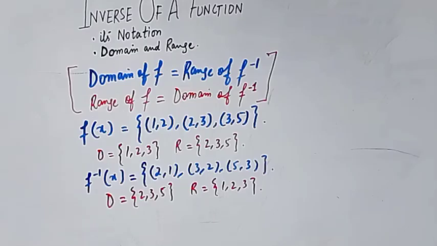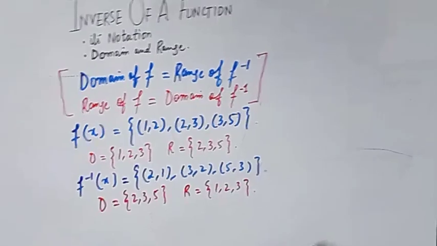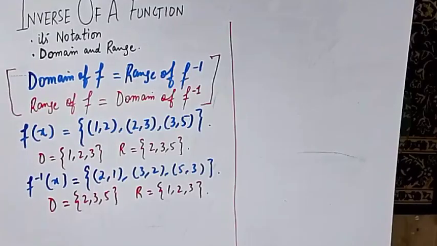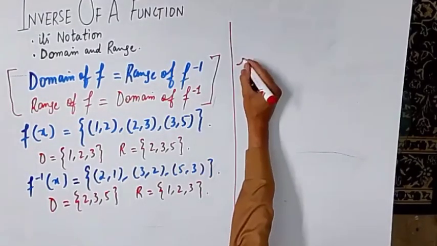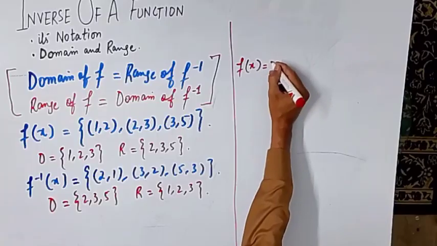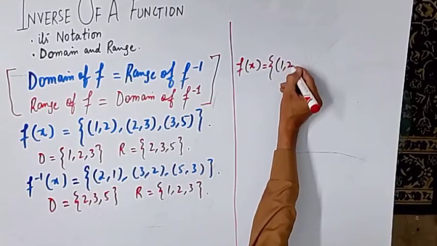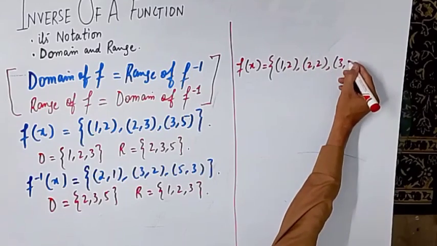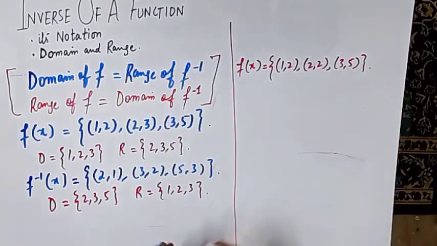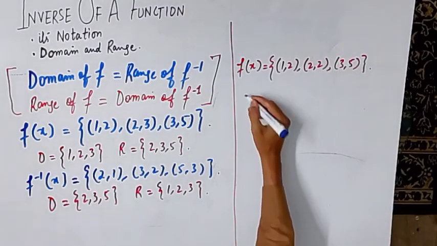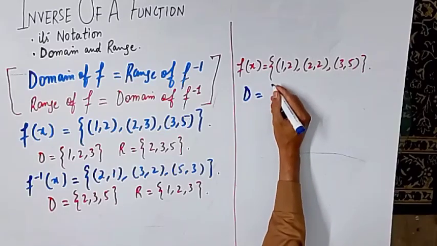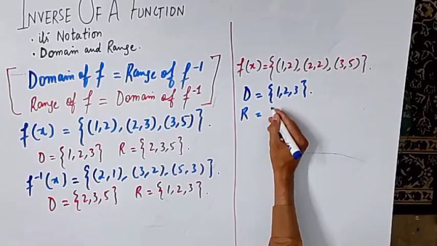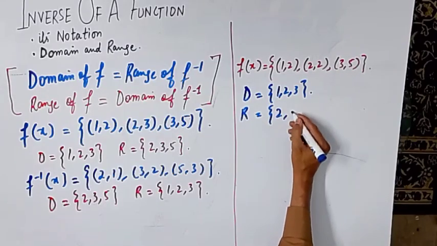Here one thing is very important that you need to understand. For example, as we have already done types of functions, if you have an original function like this: (1, 2), (2, 2), (3, 5), let's say. The domain of this particular function is 1, 2, 3. But what will be its range? Its range will be 2, 5.